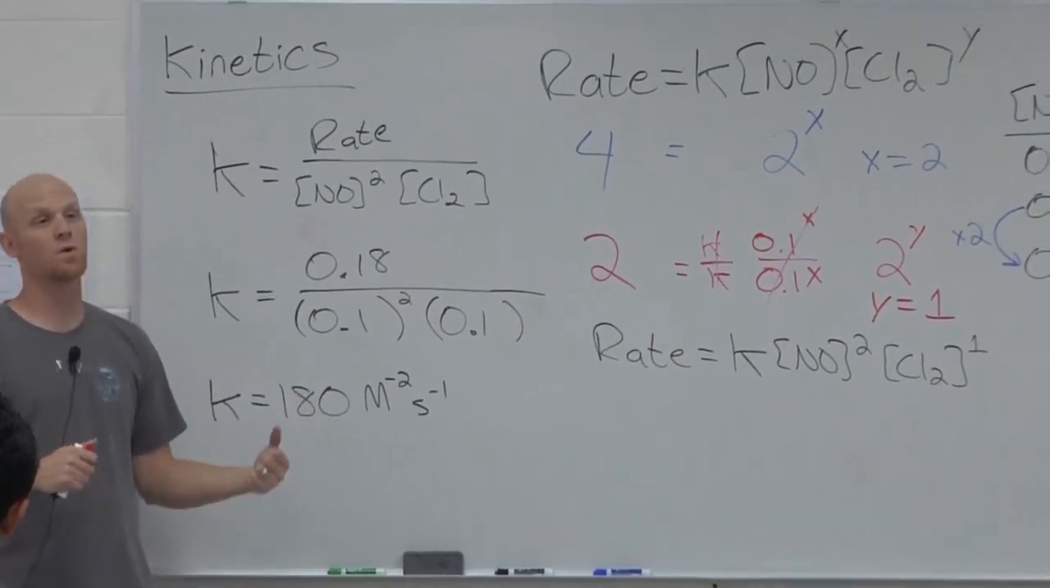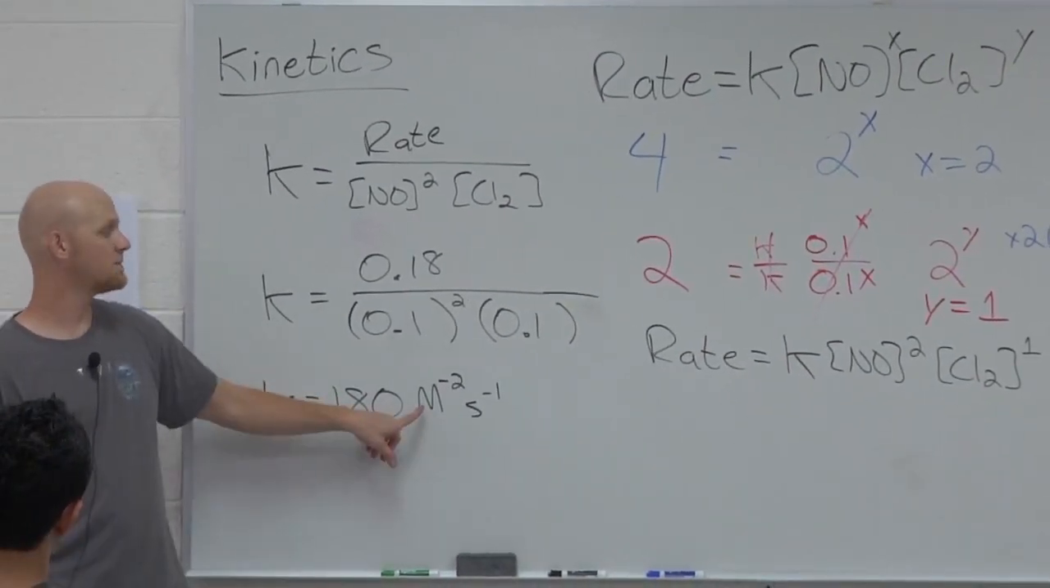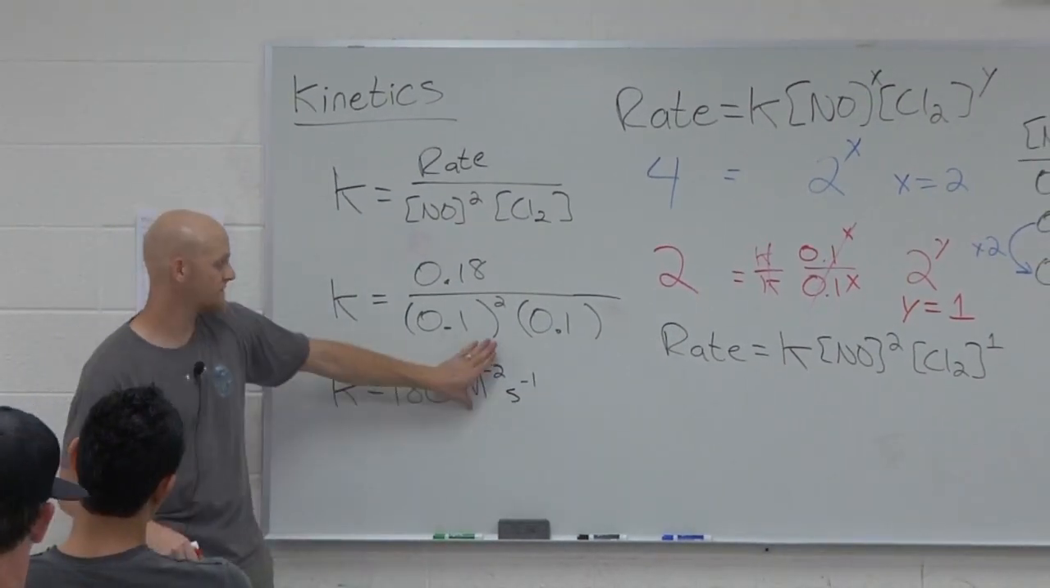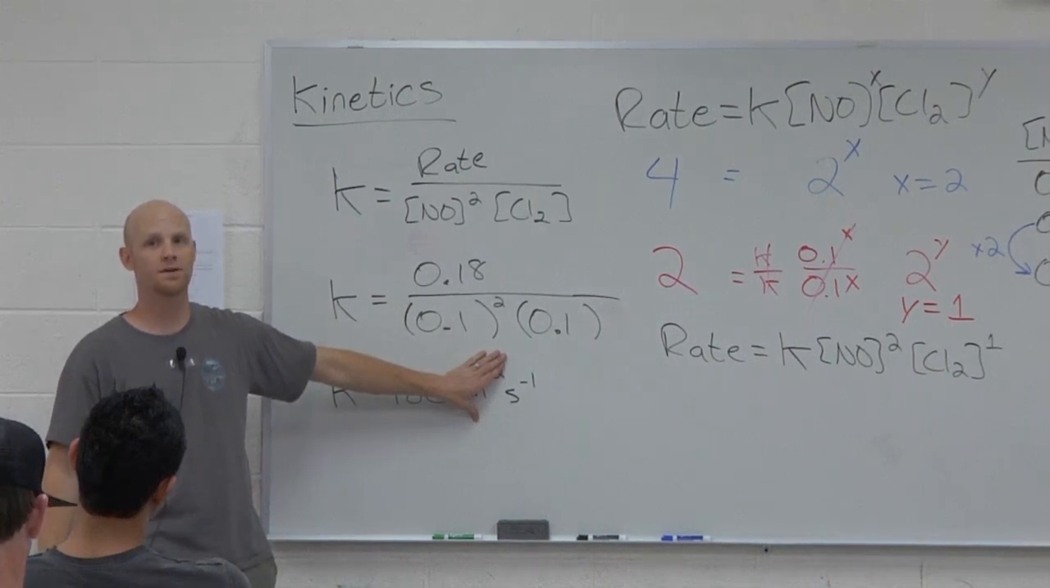So if it was a 2nd order reaction instead, this would have only been M to the minus 1, s to the minus 1. So had it been a 1st order, then it would have simply just been s to the minus 1, and then it would have been no molarity term.